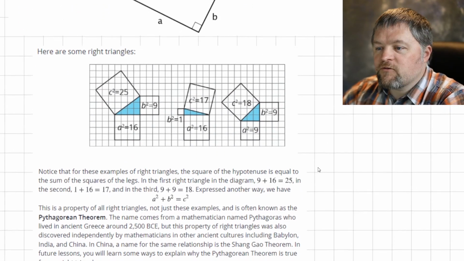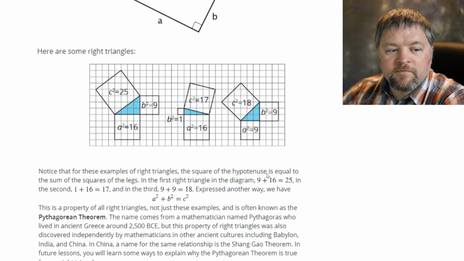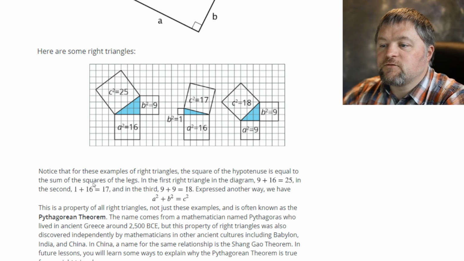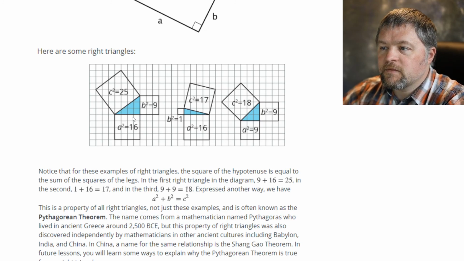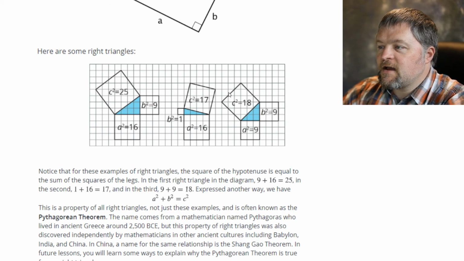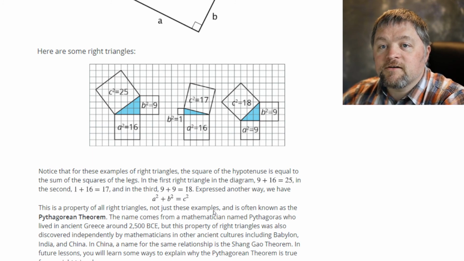Here are some more right triangles. Dimensions are labeled. Notice that for these examples of right triangles, the square of the hypotenuse is equal to the sum of the squares of the legs. 9 plus 16 equals 25. 1 plus 16 equals 17. 9 plus 9 equals 18. This is a property of all right triangles, not just these examples, and it is known as the Pythagorean theorem.